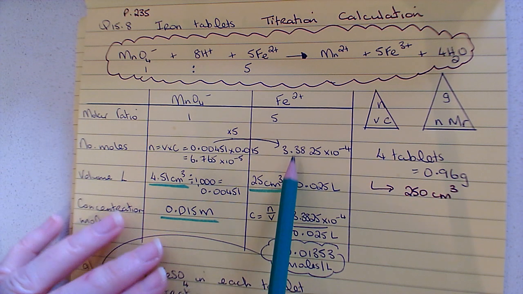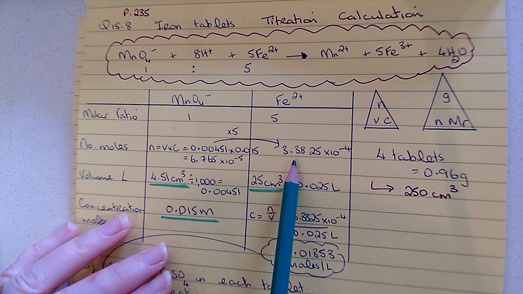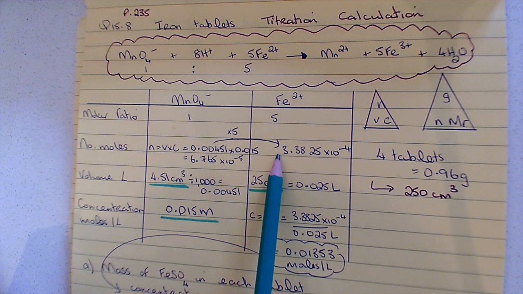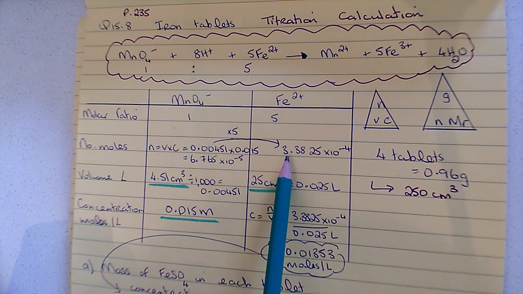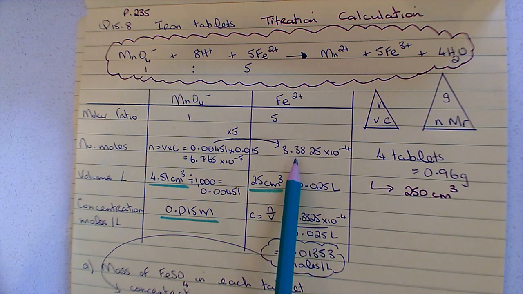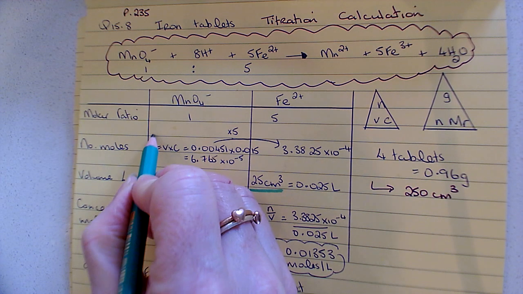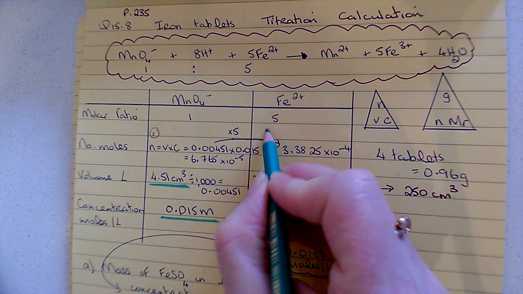To work out then the number of moles of iron that we have, we need to multiply by 5. When I multiply by 5, I get 3.3825 × 10^-4. So this was my first step, and this is my second step.